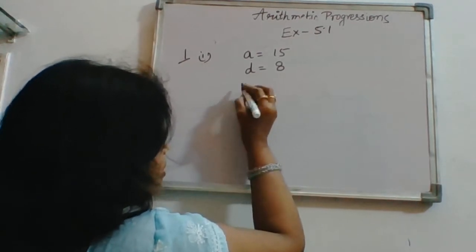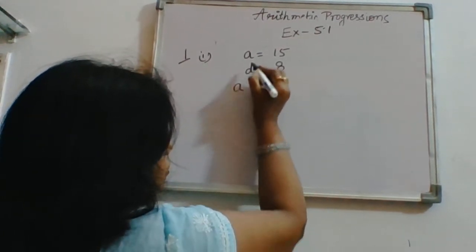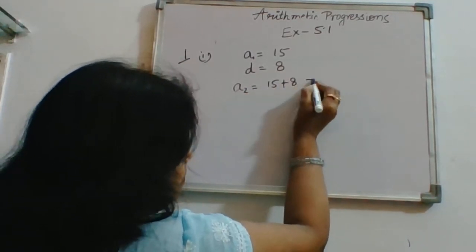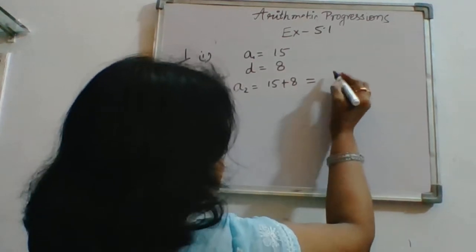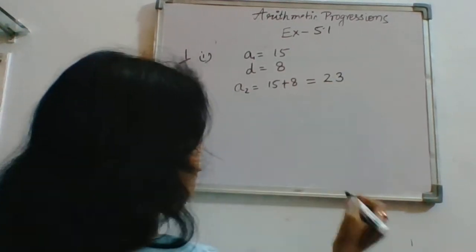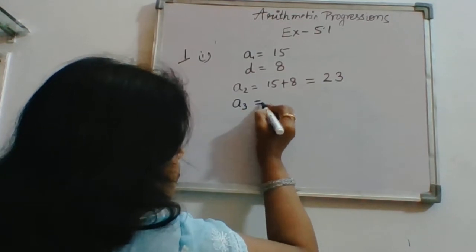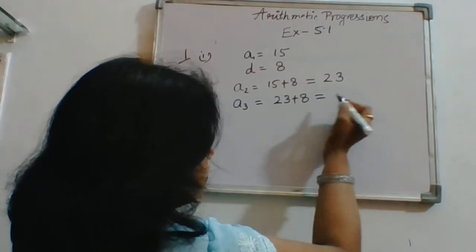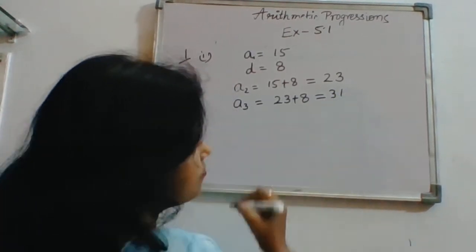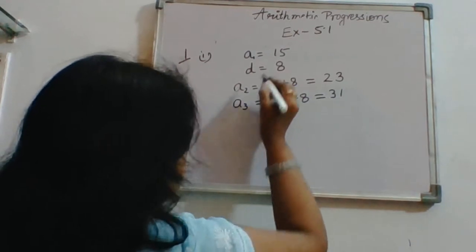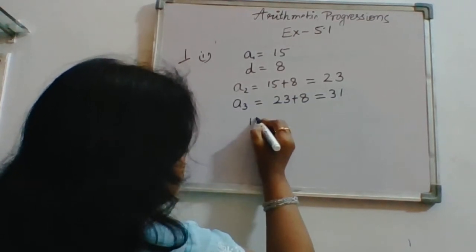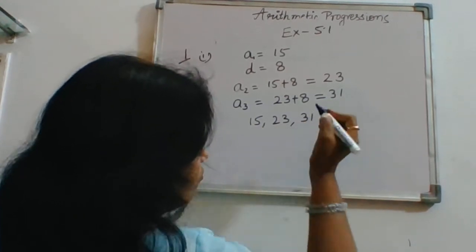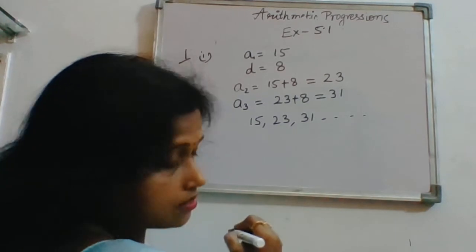So the charge for the second kilometer will be 15 plus 8, that is 23. A3 will be 23 plus 8, that is 31. So the list of numbers you can see is 15, 23, 31. Okay, and so on you can calculate.